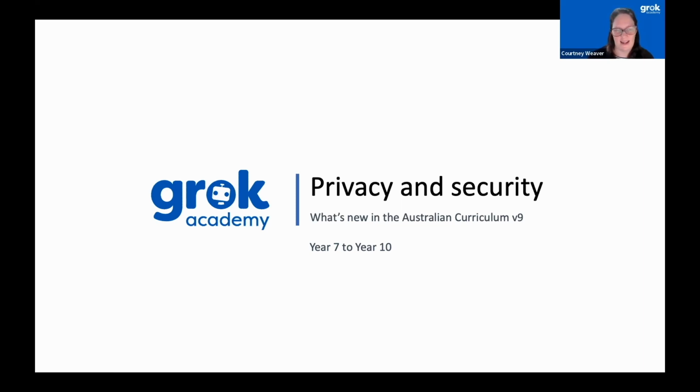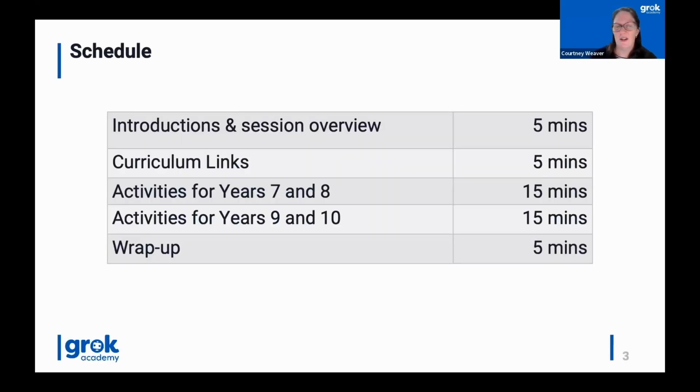7 to years 10. So our session today, we're going to spend just 5 minutes having a brief overview of what's happening, have a little bit of a look at the curriculum links, and then we're going to spend the bulk of our time looking at activities in years 7, 8, and then 9, 10 that cover the curriculum content for the privacy and security strands of the curriculum. And then we're going to give you a little bit of a wrap up.